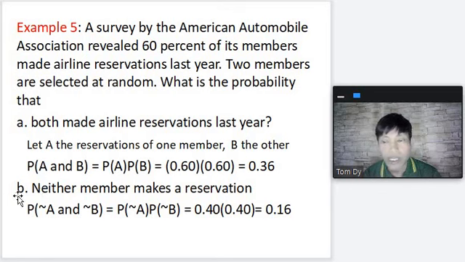And then letter B, neither member makes a reservation. That is the probability of not A and not B, which is equivalent to the probability of not A multiplied by the probability of not B. So if the probability of A and B is 0.60, then the probability of not A is 0.40, since 1 minus 0.60, where 1 is 100%, minus 60% is 40%. So 0.40 times 0.40 is equivalent to 0.16.